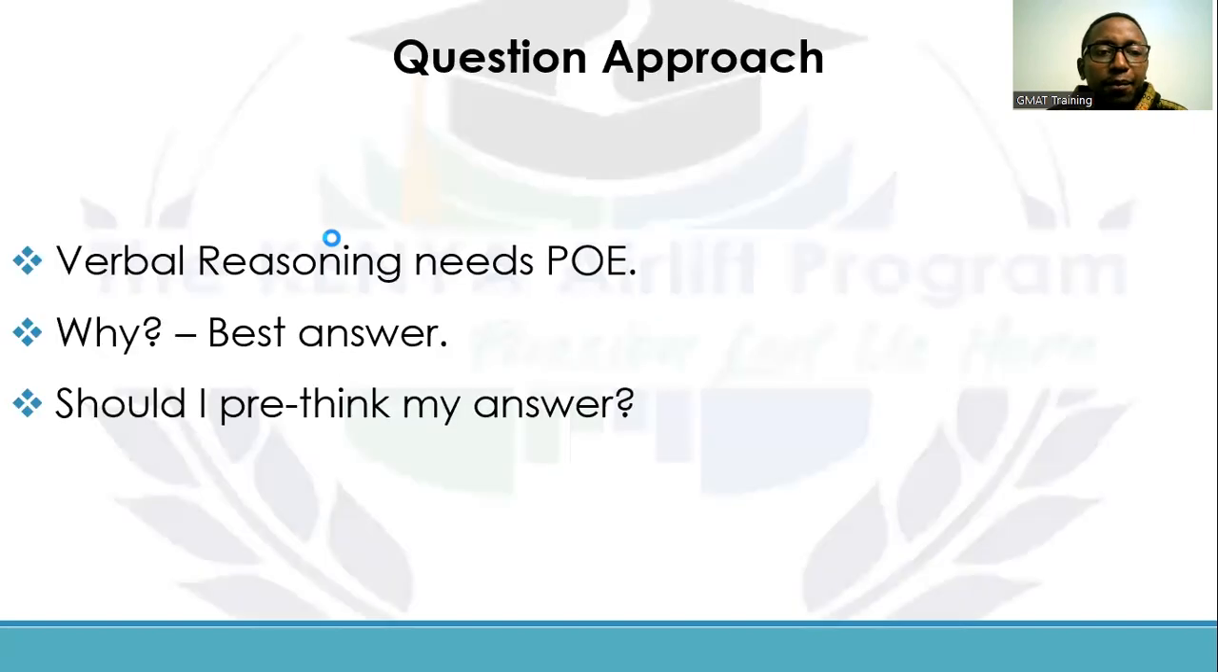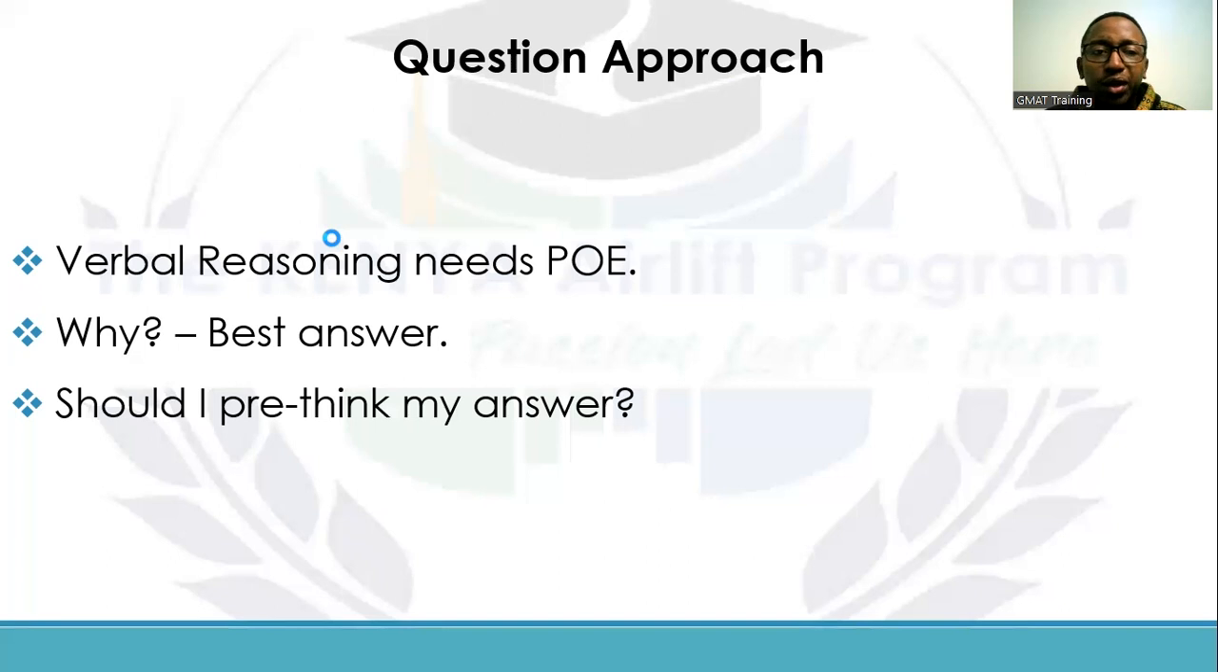So we know that the most effective way to answer verbal reasoning questions is through process of elimination, and this means going through every answer option and thinking if it gives you the desired effect. So you have your stimulus and then you have your question. So it's up to you to determine if this answer option satisfies the requirement of your question given the information in the stimulus.